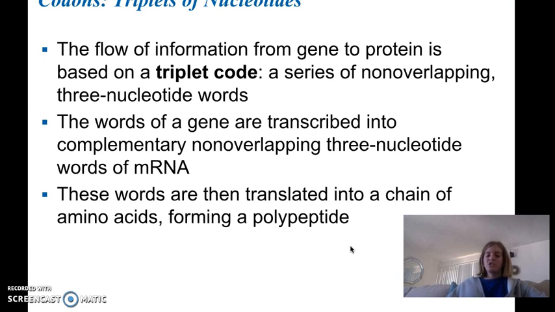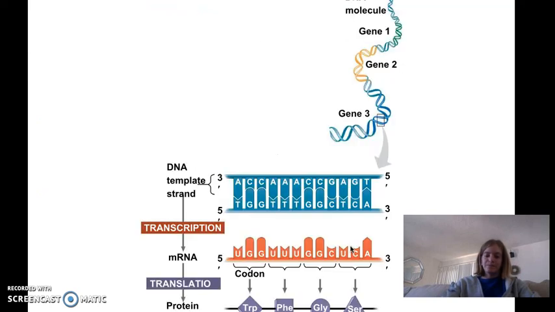That code is transcribed to a complementary 3 nucleotide code in mRNA. So the DNA has a triplet code strand that serves as the template, and the mRNA makes a complementary section, and then that will be translated into an amino acid forming a polypeptide. So basically, you have 3 nucleotides coding for 1 amino acid.